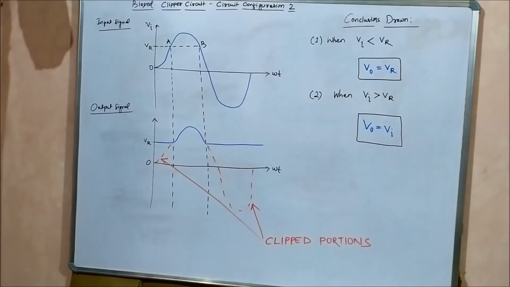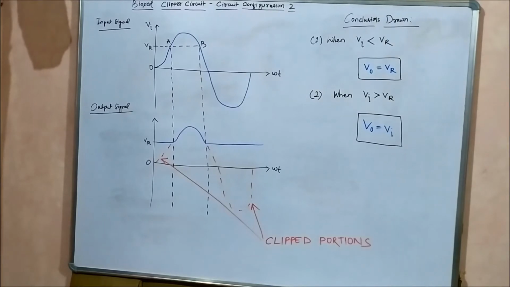Before we discuss the input and output signal waveforms, let us look at the conclusions we derived from the circuit analysis in these two cases. In case 1, when Vi is lesser than Vr, when the input signal is lesser than the reference voltage, the output is equal to the reference voltage. In case 2, when the input voltage is greater than the reference voltage, the output is equal to the input. It means that the output follows the same waveform shape as the input signal. So these are the two conclusions that we derived from this circuit analysis in two cases.